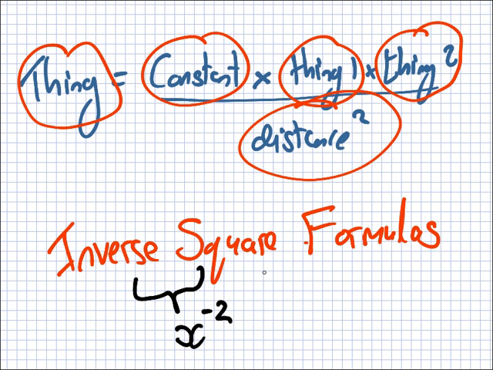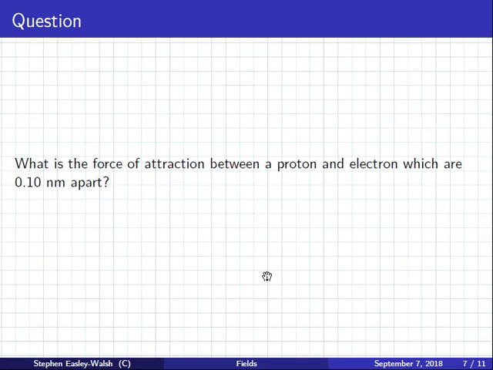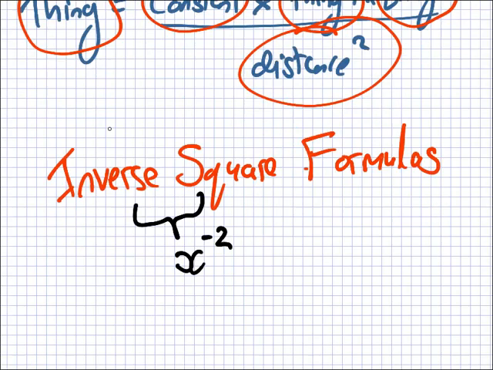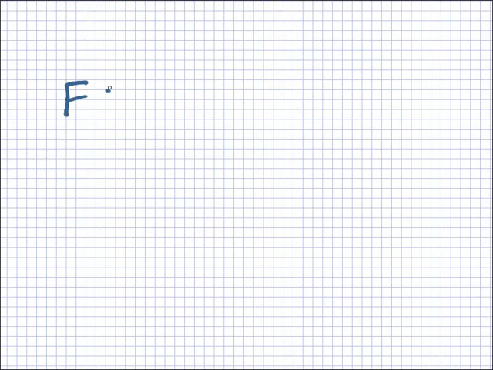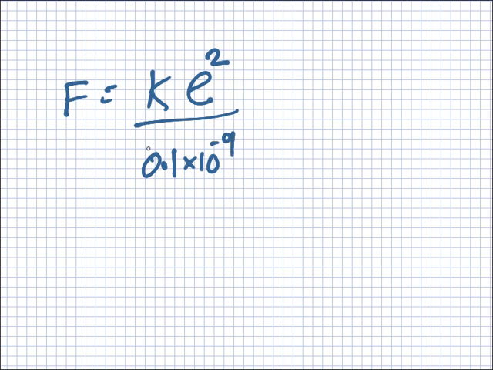Right, so here's an example. What is the force between a proton and an electron when they're 0.1 nanometers apart? Proton, electron, 0.1 nanometers, and I want to know what's the force. So we look at our formula. I want F. Do we know k? Yes. q1? Yes. q2? Yes. And the distance is 0.1 times 10 to the minus 9, squared. Okay. Calculate.